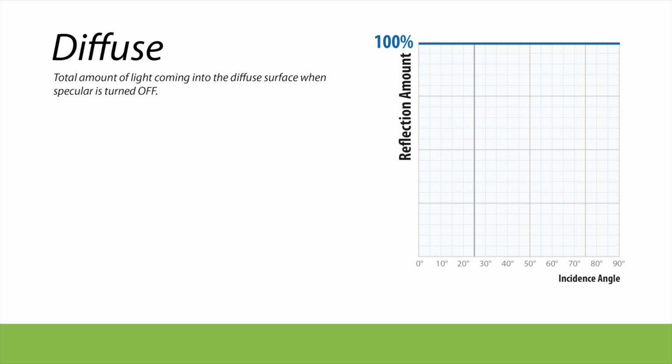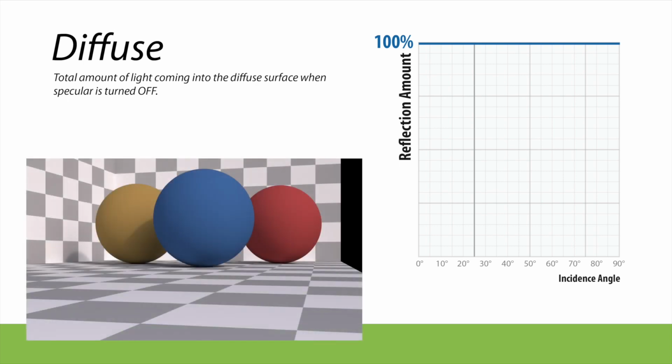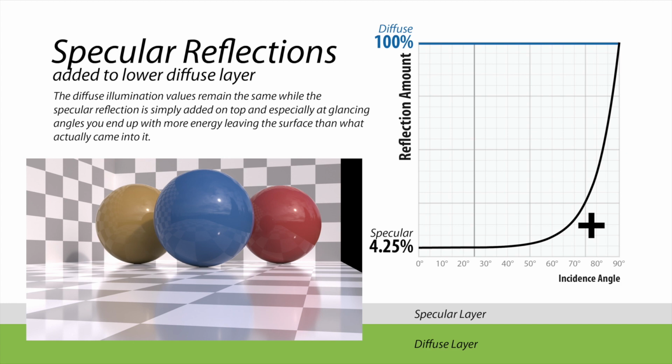This chart represents the total amount of light energy coming into our objects, in this case all illuminating the diffuse base color channel. But when we turn on reflections, which I've added not only to the spheres, but also to the ground object, Cycles simply adds the specular light intensity on top of the existing diffuse energy. The diffuse layer is receiving the same amount of light as if there was no specular layer enabled. There's no compensation. You can see the ground becomes glowy, as do the edges of the spheres.